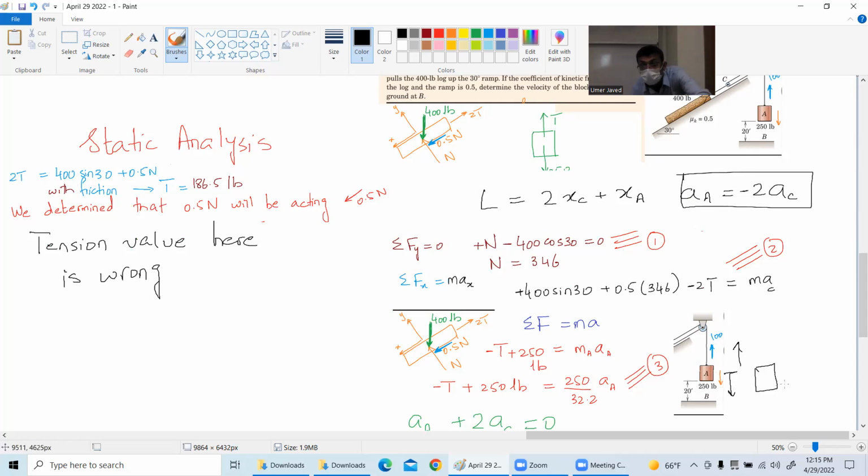Now this whole object is going downward, right? And there is another catch to it: my acceleration AA is defined positive in this direction. So I just did negative T plus 250 equal to MA, because the tension is acting upward, the weight is acting downward, and the MA is defined positive downward, because my reference line for AA is this one.